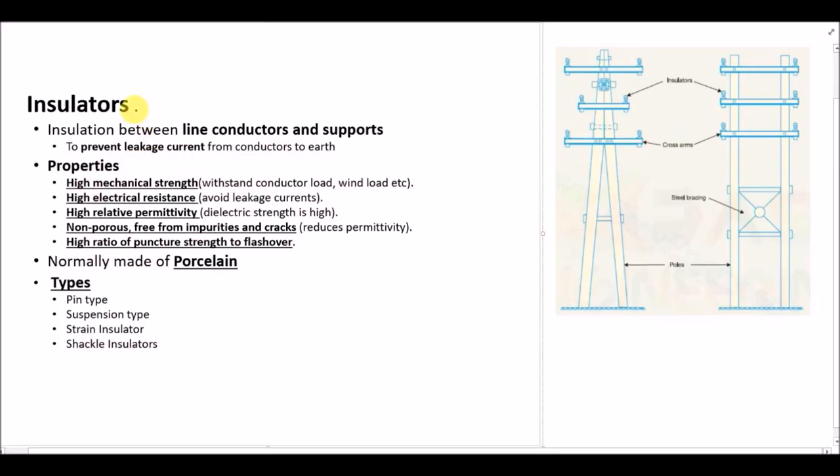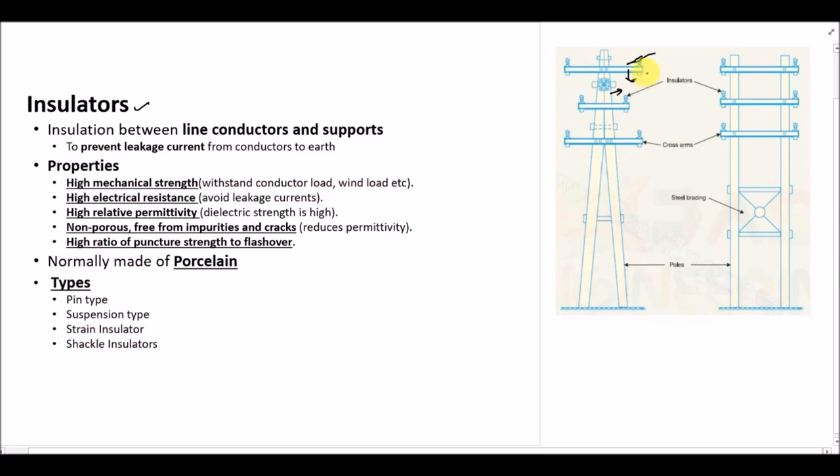Now, insulators are present between the line conductors, which are placed over the insulator, and the supports. These are the cross arms, which support the insulators, and then we have these supports for the conductors. The supports for the conductors are actually towers.